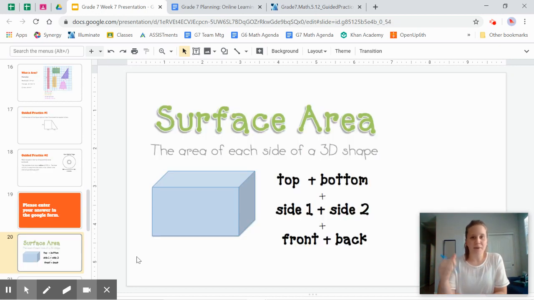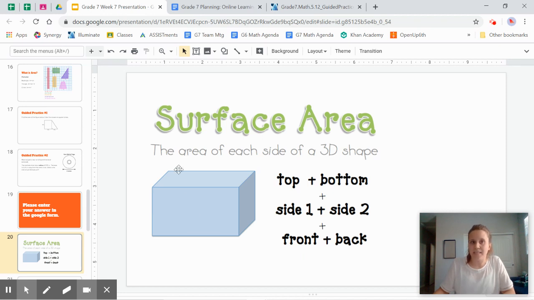Sweet. Now we're going to move on to surface area. So we did an area of a composite shape. We did area of a circle in a word problem. And now we're going to do some surface area work. Today our focus is to find the surface area of a rectangular prism, a figure that looks like this.